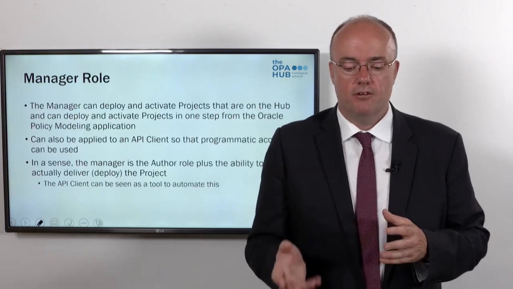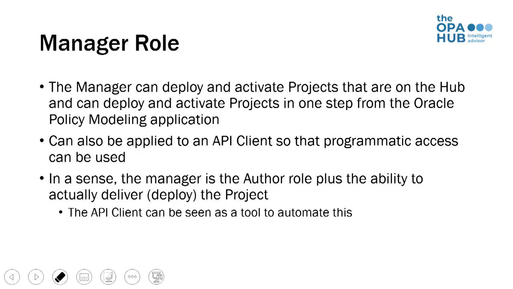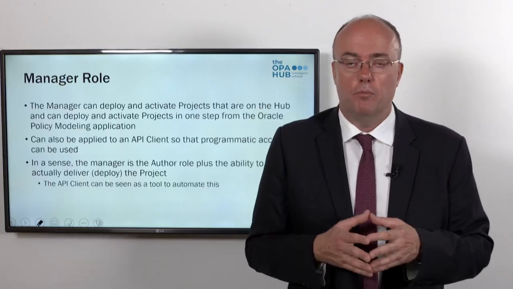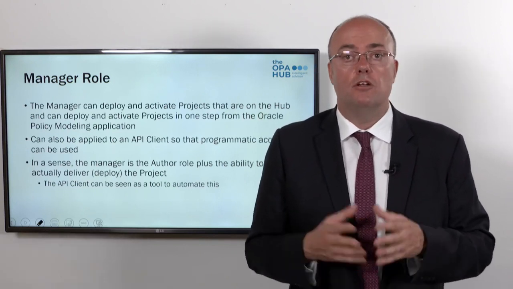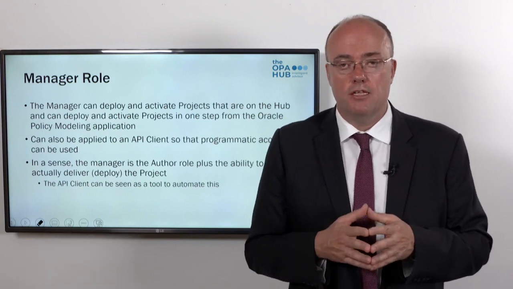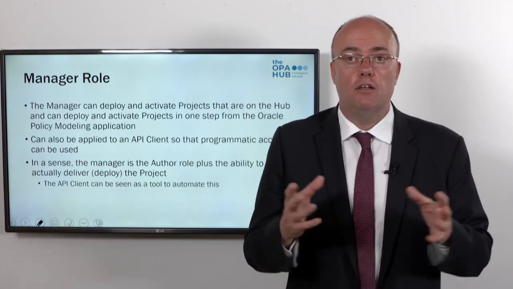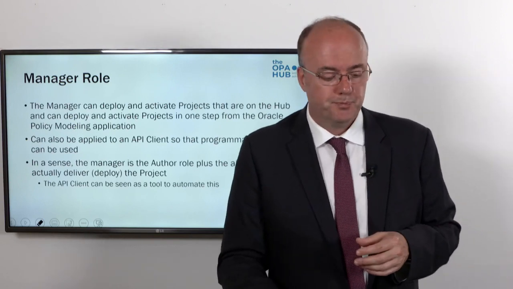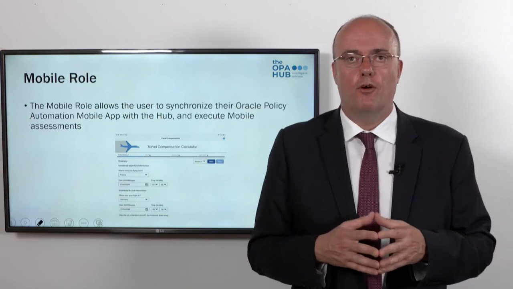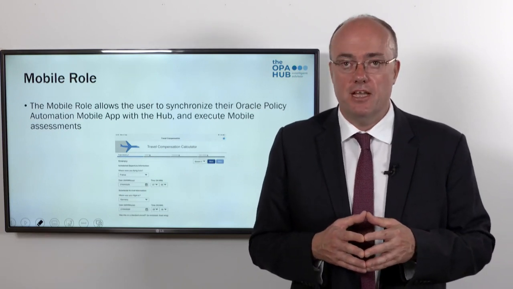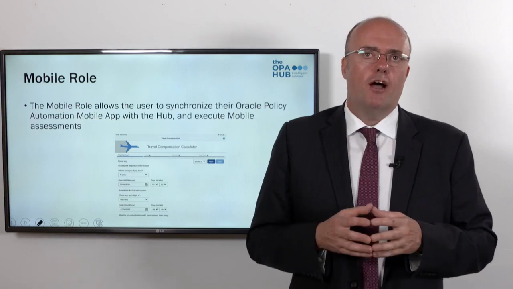I'll come right back up to the top now. It says, officially, the manager can deploy and activate projects that are on the hub and can also do it from Oracle Policy Modeling. So you might see a manager going to a PC and logging into Oracle Policy Modeling, or you might find them opening a website and going to the Oracle Intelligent Advisor Hub. They can achieve the same goal from both places. Well, that's a lot of description, and it'll become a lot clearer when we talk about it in the demo. The mobile role is much easier to understand.